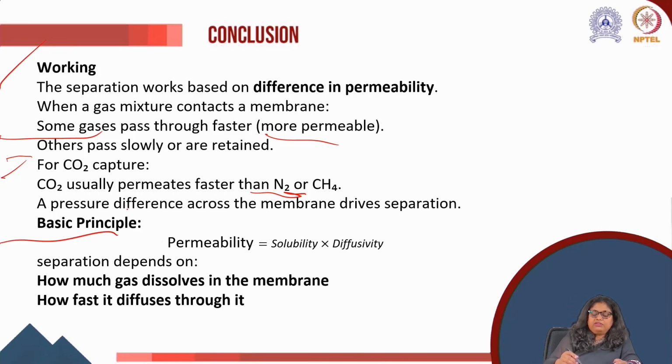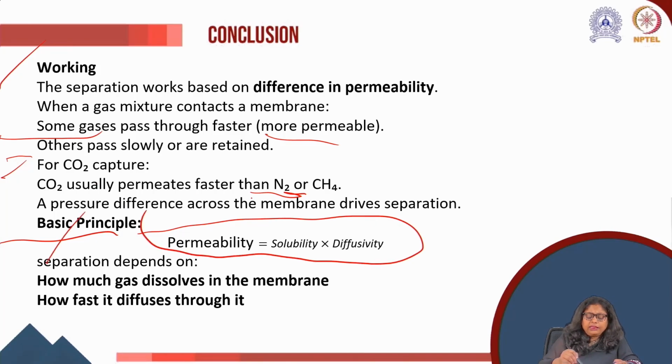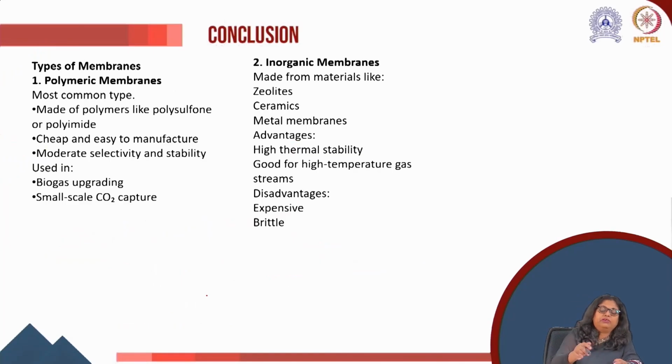So what is the basic principle? Permeability is solubility times diffusivity. The separation depends on how much gas dissolves in the membrane and how fast it diffuses through. That is the permeability we are talking about: solubility, meaning how much gas dissolves in the membrane, and diffusivity, how fast it passes through. So one gas gets retained or dissolved and the other passes through the membrane system.